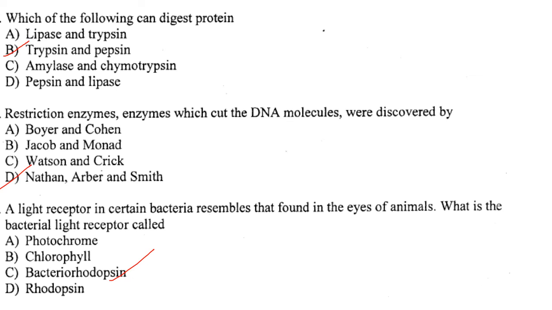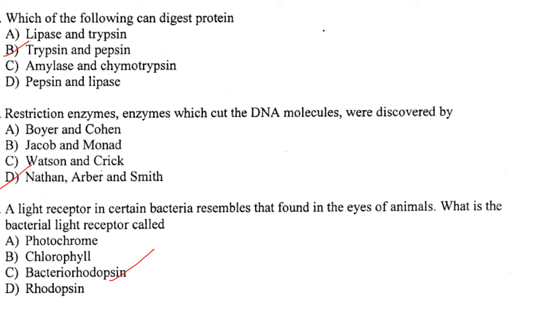Next one. Which of the following can digest protein? So trypsin and pepsin, they can digest proteins. Answer is option B. Then restriction enzymes which cut the DNA were discovered by. So they were discovered by Nathans, Arber and Smith.